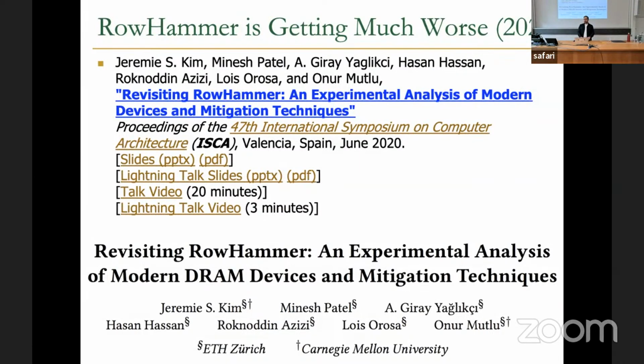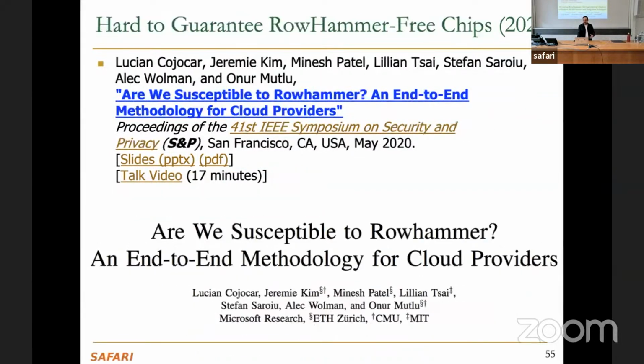So RowHammer is getting much worse. We repeated this experimental study and extended it to some different sensitivities as well in 2020. And what we observe is that it's getting much worse. So it's not very surprising at this point because I keep saying that. And there are some works from industry as well.